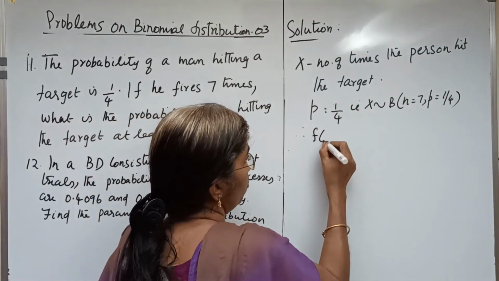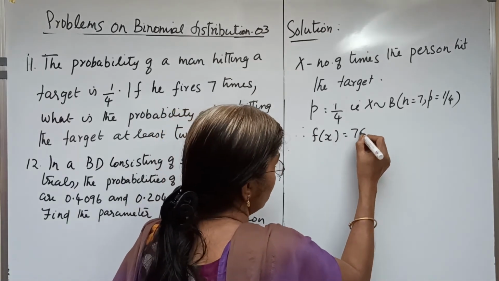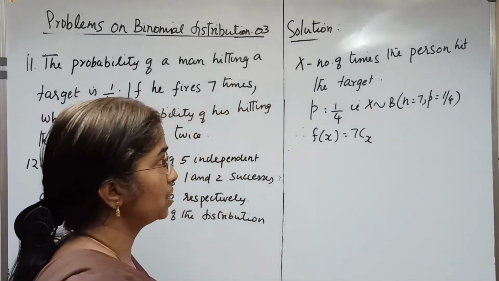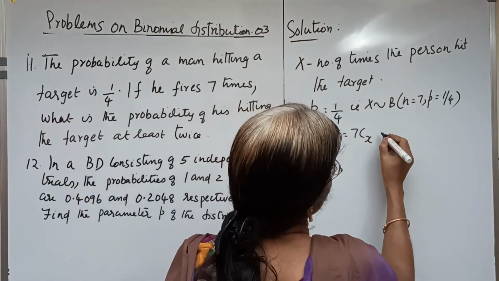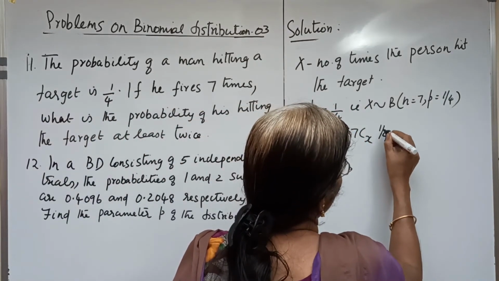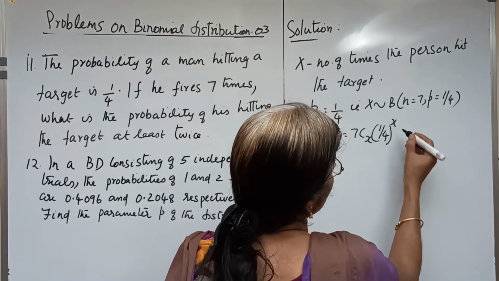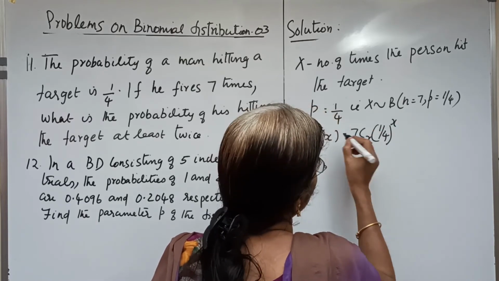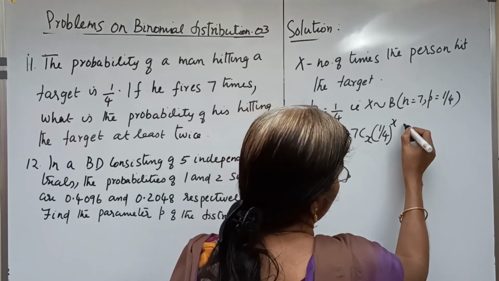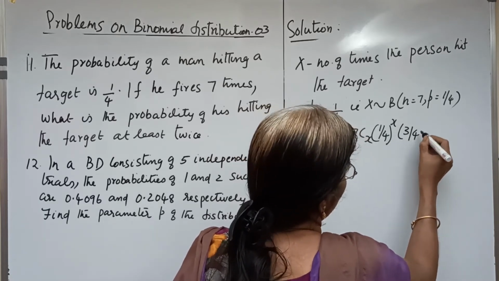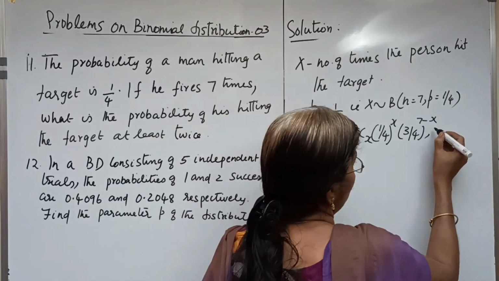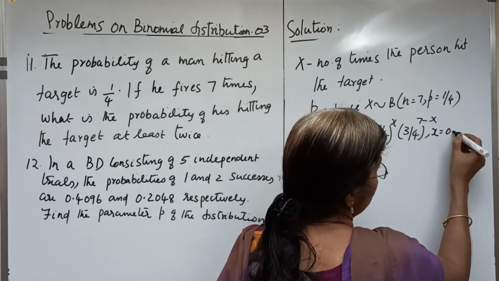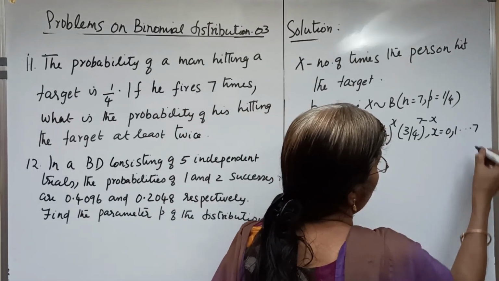Therefore, f of x equal to 7cx. X is the number of times he hits the target, so 7cx into 1/4 raised to x into, what about q? Q is 1 minus 1/4, that is 3/4, 3/4 raised to 7 minus x. Now what are the values of x? X equal to 0, 1, etc.